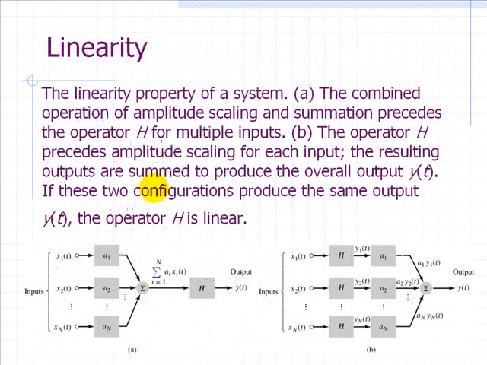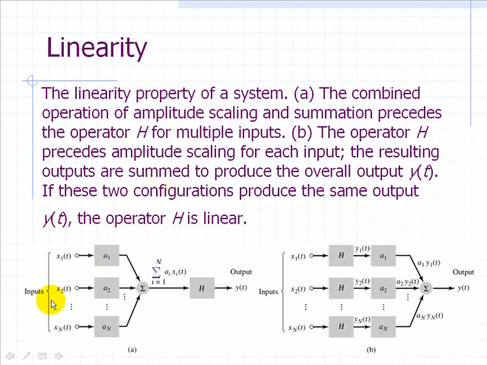Alright, so the first concept, linearity, is associated with the property of a system. Here, let me just read this through, and then we'll explain it further. For statement A, the combined operation of amplitude scaling and summation precedes the operator h for multiple inputs. The operation we're going to perform on the next couple of slides is the Laplace transform. Statement B, the operator h, or Laplace transform, precedes amplitude scaling for each input. The resulting outputs are then summed to produce the overall output y of t. If these two configurations produce the same output, then the operator h is linear.